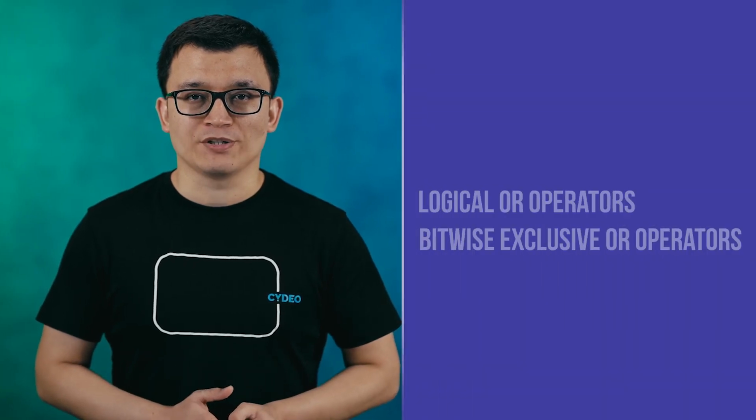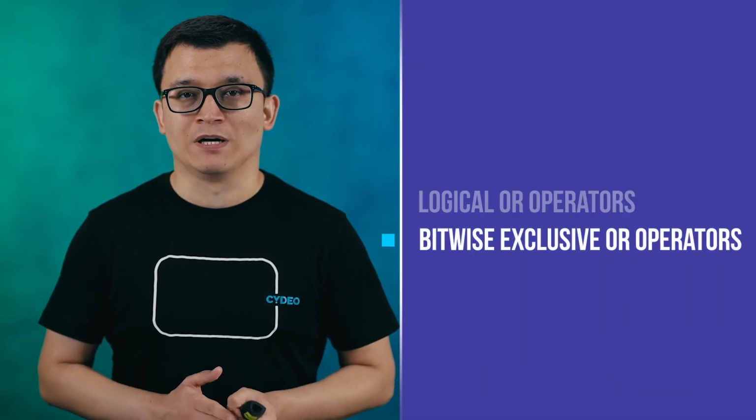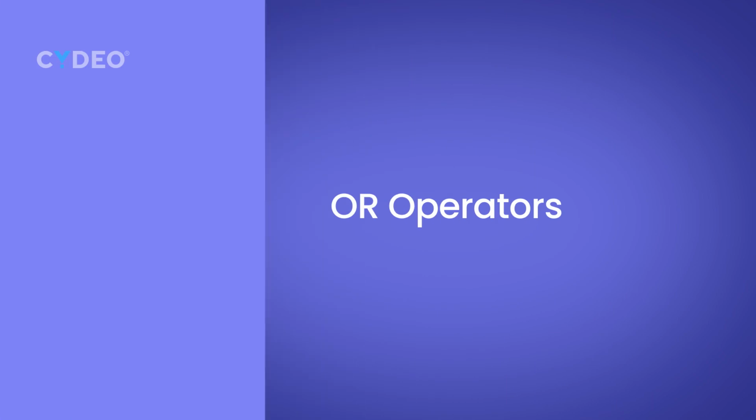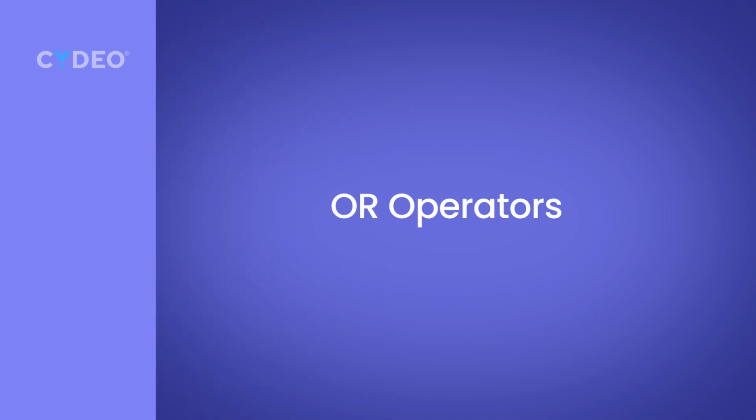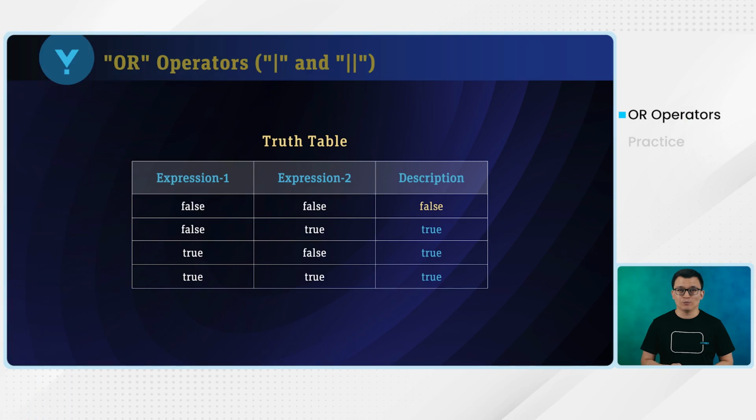Welcome everyone. Just now we learned the logical and bitwise AND operators. Now let's talk about the OR operators, the logical OR and bitwise OR operators. You could also use the OR operator to combine two Boolean expressions. When you use one of those OR operators, it is going to return a Boolean value of either true or false.